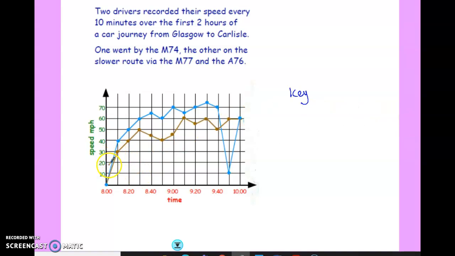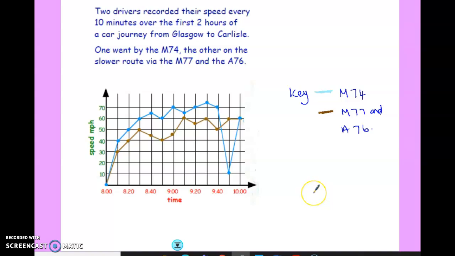Okay, this is our speed limit here. So this person here went up to 40, 50, 60 and then stayed sort of between 60 and 70 for the majority of the journey. So that light blue one, if I can get a light blue colour, that kind of colour there, that would be the M74. The browny kind of colour would be the M77 and A76.